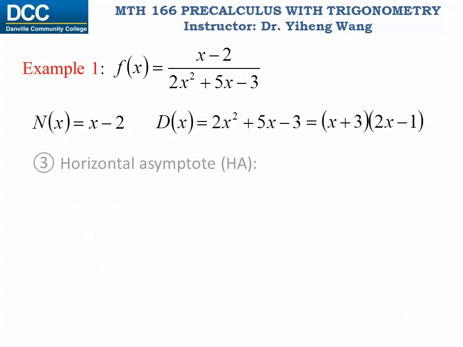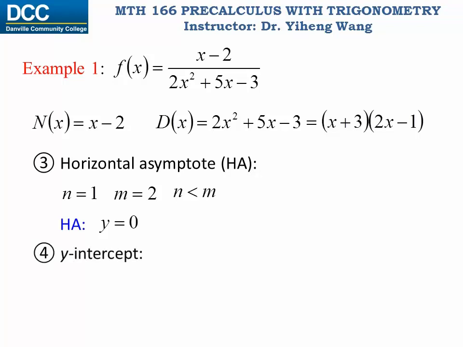Next, to find the horizontal asymptote, we need to compare the degree of the numerator function and the denominator function. In this case, the numerator function is first degree, the denominator function second degree, therefore n is smaller than m. Therefore, the horizontal asymptote is the x-axis, y equals 0.